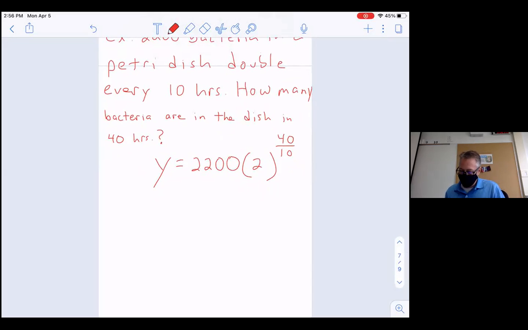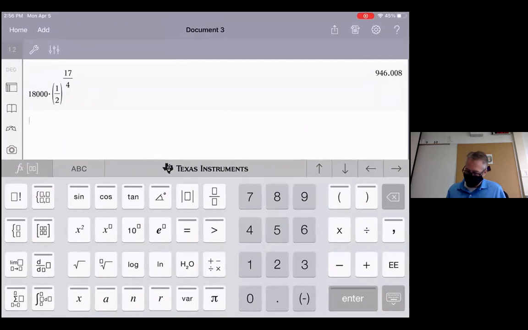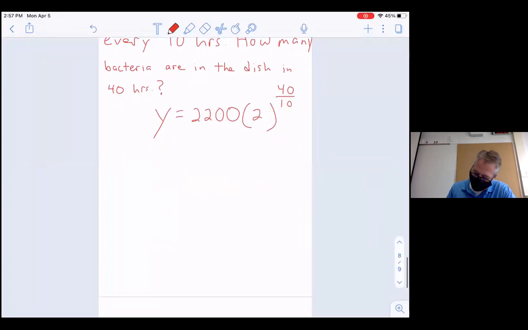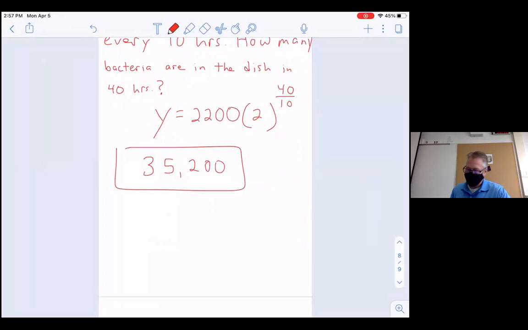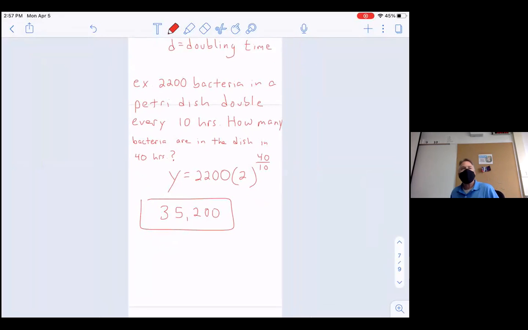So I'll go to my calculator. 2,200 times 2 to the 40 over 10, which of course you could write as 2 to the fourth, but just to show you the steps here. All right, so 35,200. Hopefully it's a big petri dish. All right, we good? Yes?